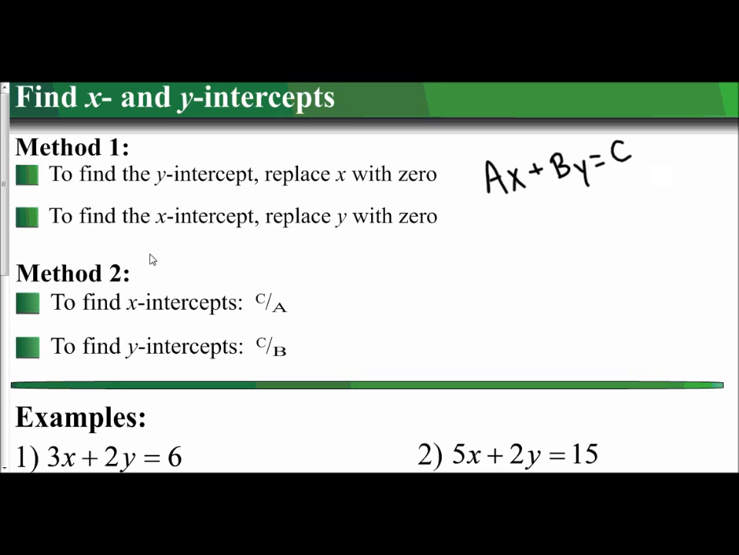The second method is, if you want to find the x-intercept, take your c and divide by a. If you want to find the y-intercept, take your c and divide by b.